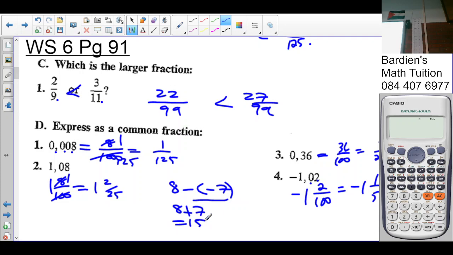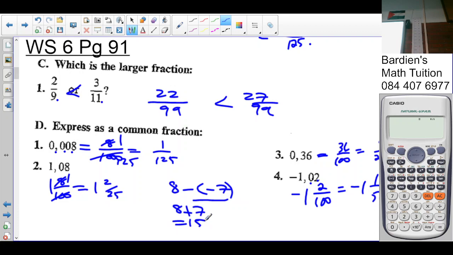Okay, number 10 is 0. Number 11 is 36. Number 13 is negative 7. Number 14 is 10. Number 15 is 6. 16 is negative 18. Number 17 is negative 3. Number 18 is 15. Number 19 is 1. And number 20 is 9. Okay.